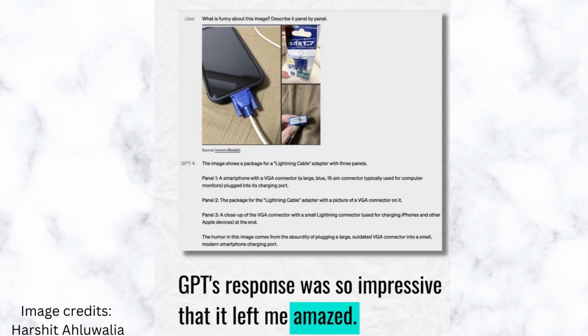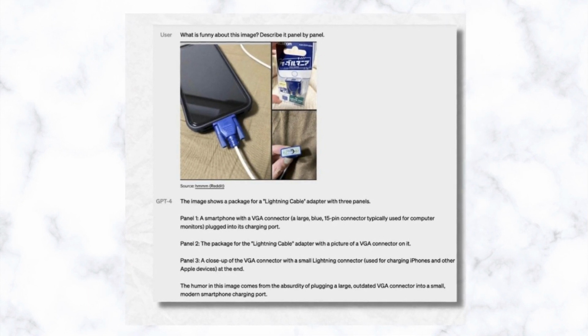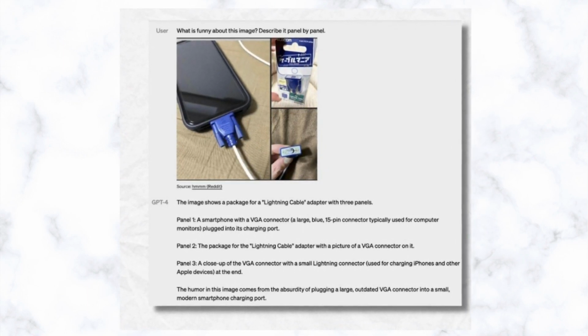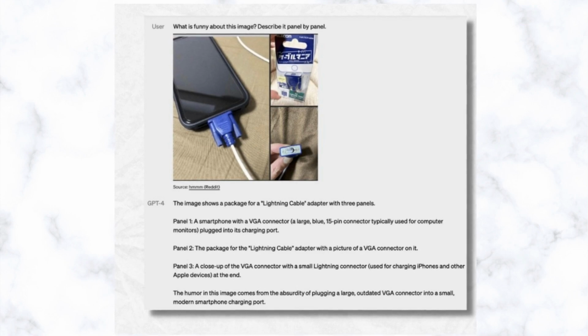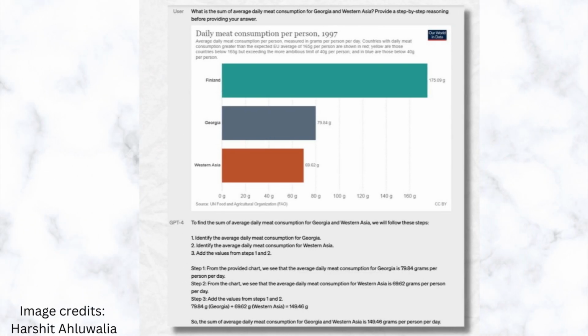The user is asking GPT-4, what is funny about this image? Describe it panel by panel, and look at this response. In this example, the user prompted GPT-4, what is the sum of average daily meat consumption for Georgia and Western Asia? Provide a step-by-step reasoning before providing your answer, and look at the response it gave.